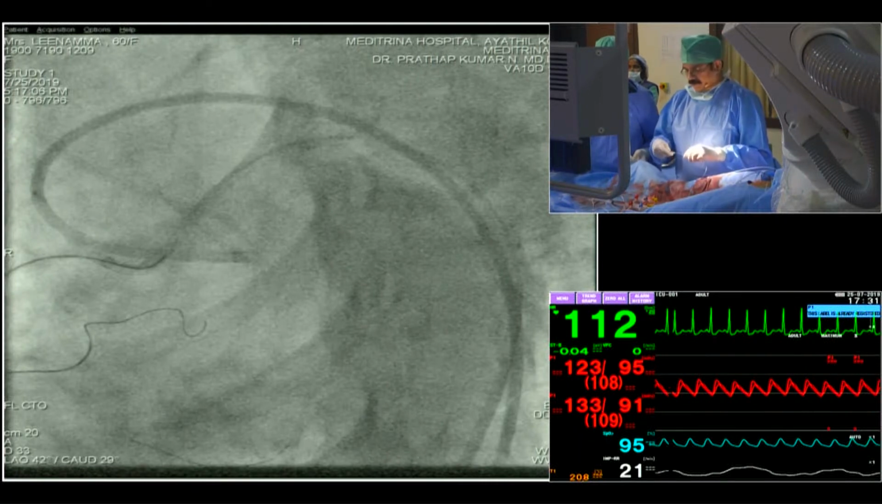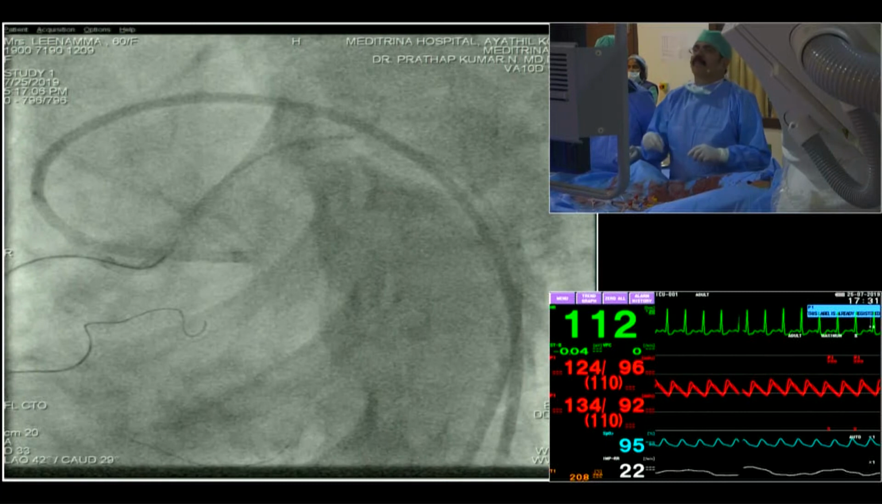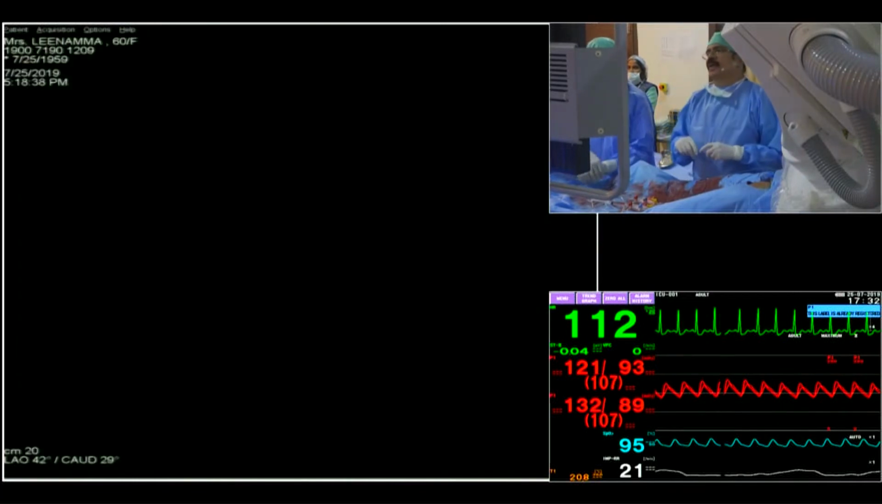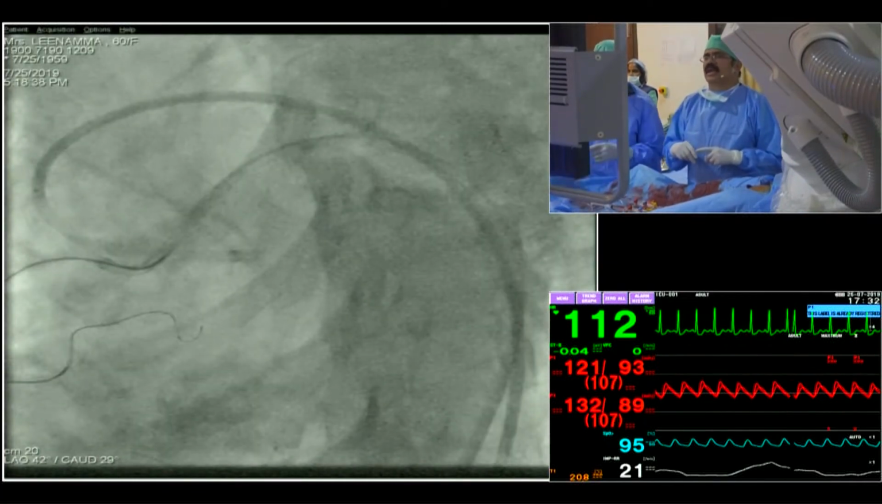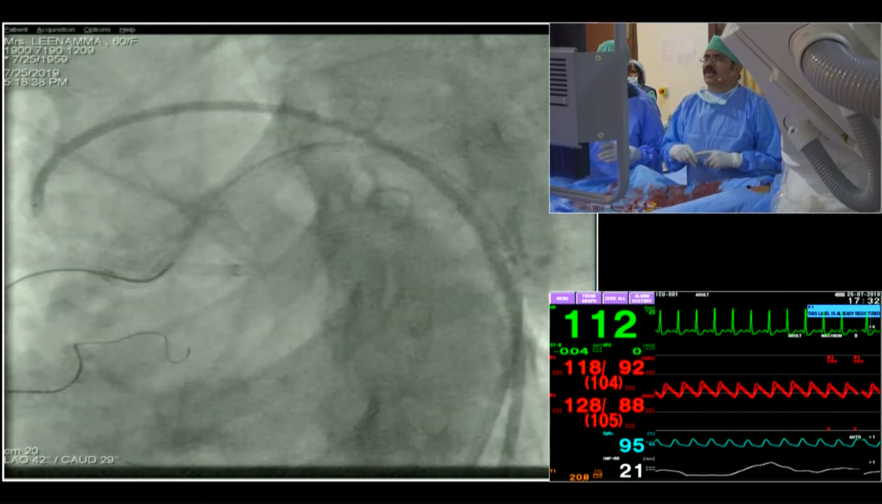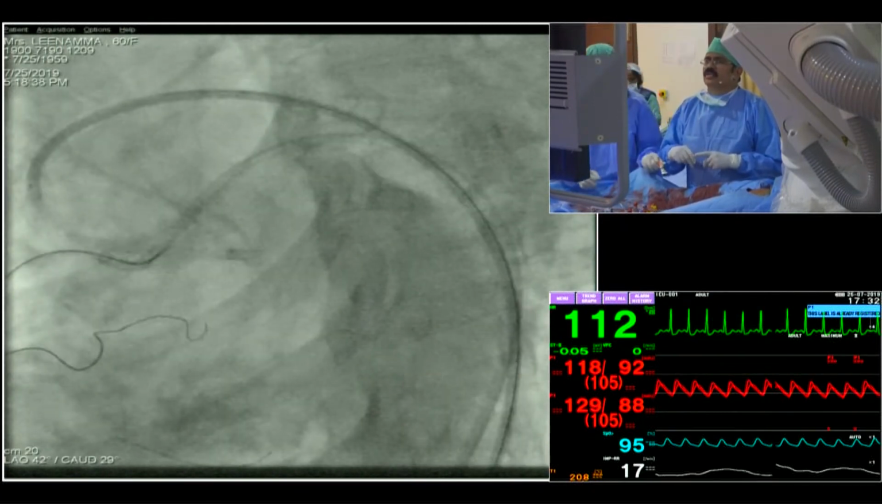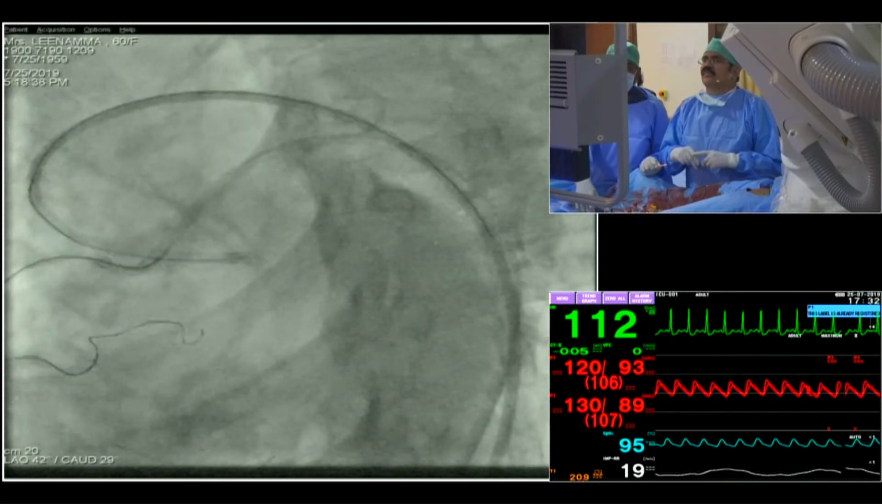More support, right. More support with a larger curve. Yes. 3.5 or 4 you get a larger support. Otherwise you have to take an Amplatz, because I was thinking that Amplatz is not required here. So that's the second choice. If retrograde I fail only, I was trying for an antegrade here.